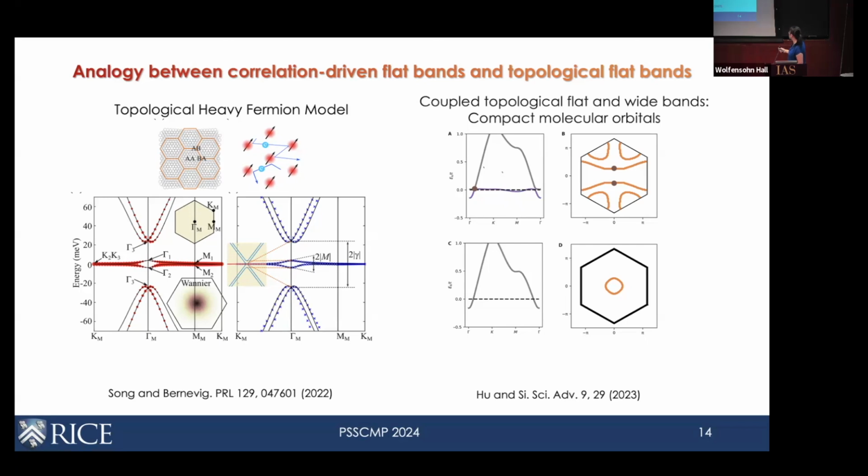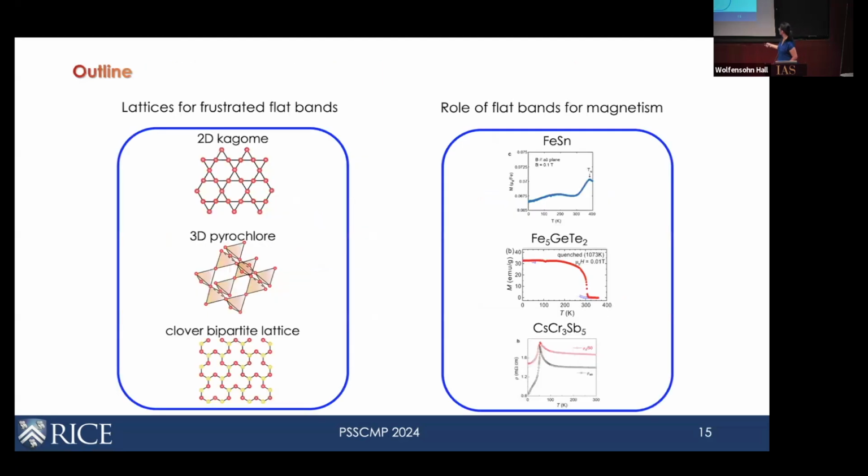So in recognition of the similarities, I think it's interesting that we can, from a spectroscopy perspective, look at systems that exhibit one or the other, or exhibit the different types of flat bands, and then look at how they can participate in emergent phenomena in these materials.